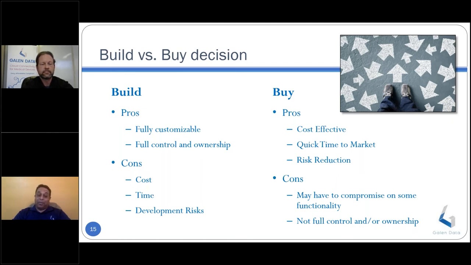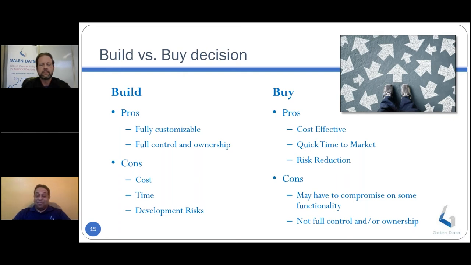You already have development risk with your therapy, with your device, with your diagnostic, whatever you're building. And now you introduce additional development risk by trying to build the connected aspect of your solution. Buy, on the other hand, kind of reverses that.